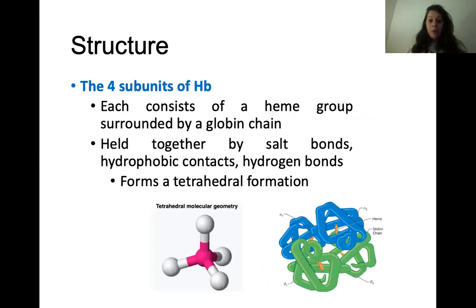And the heme group is surrounded by the globin chain and is held together by salt bonds, hydrophobic contacts, and hydrogen bonds. And they form a tetrahedral formation, meaning like this is a tetramolecular geometry where the heme is sitting in the middle and is connected by 4 poles.